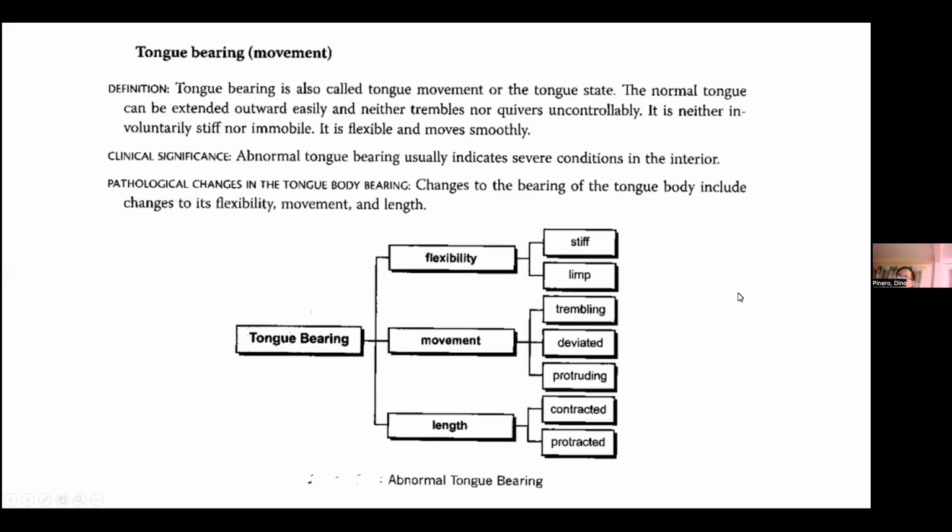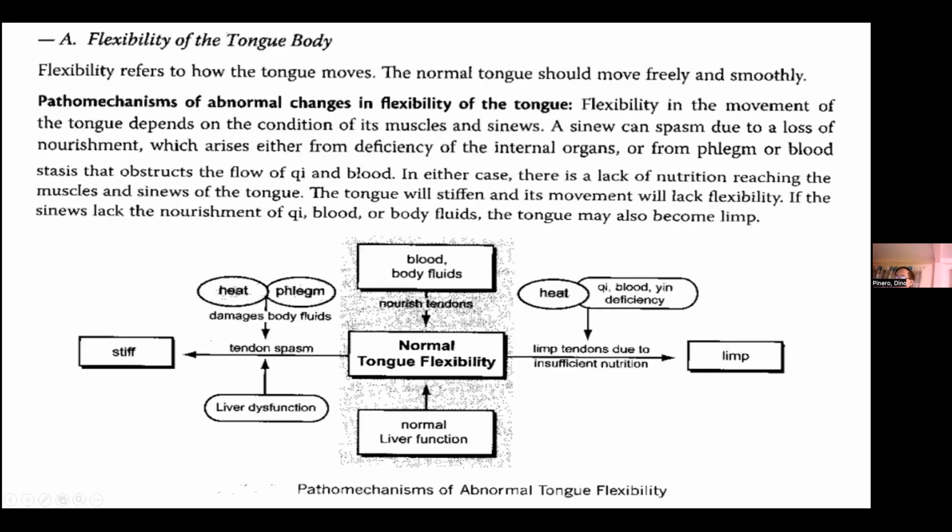Sa flexibility of the tongue, it refers to how the tongue moves. The normal tongue should move freely and smoothly. Sa mechanism of abnormal changes in flexibility of the tongue, flexibility in the movement of the tongue depends on the condition of its muscles and sinews.